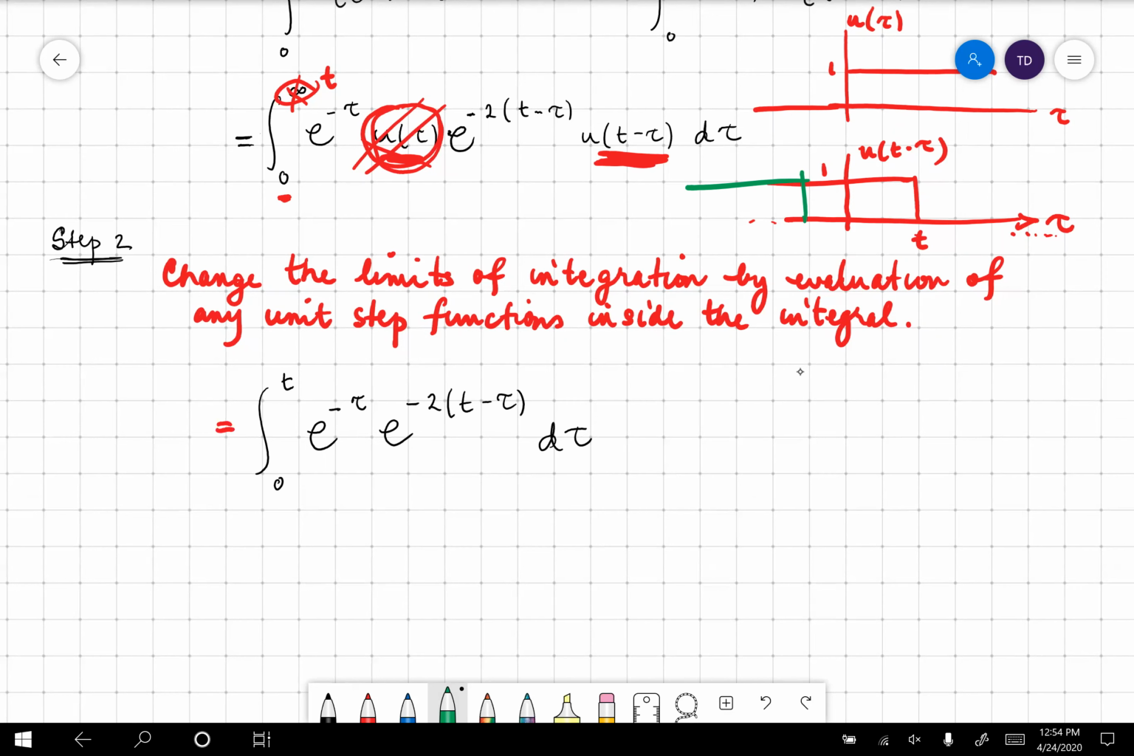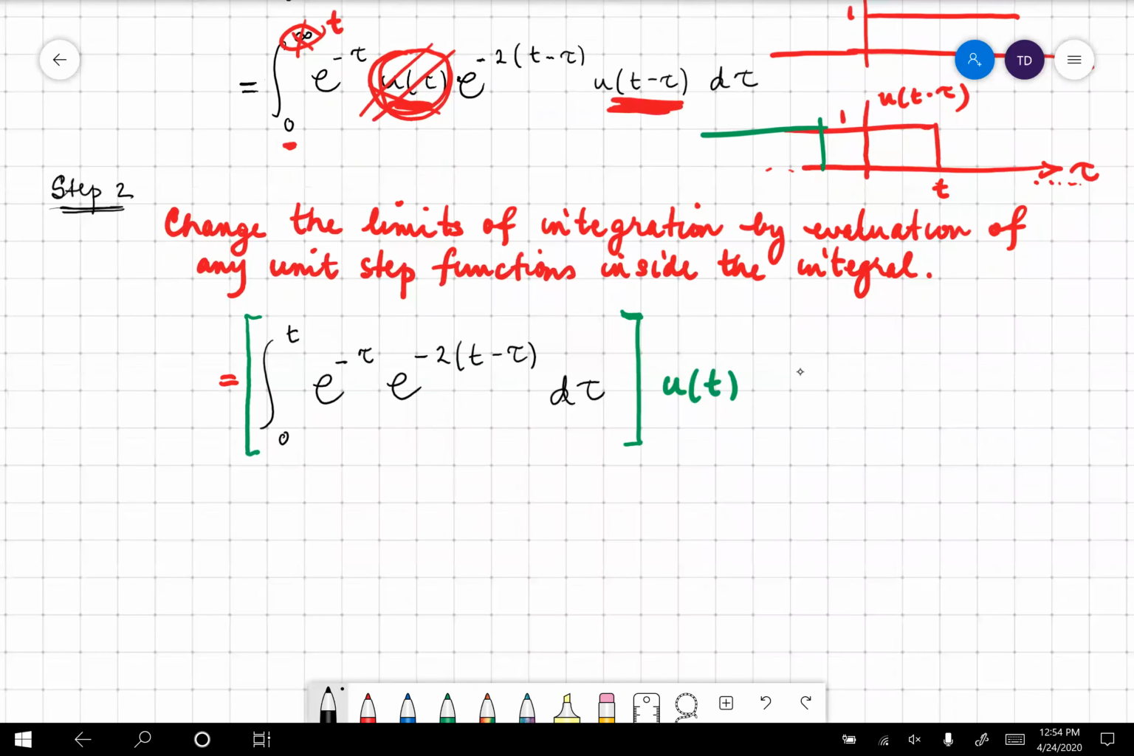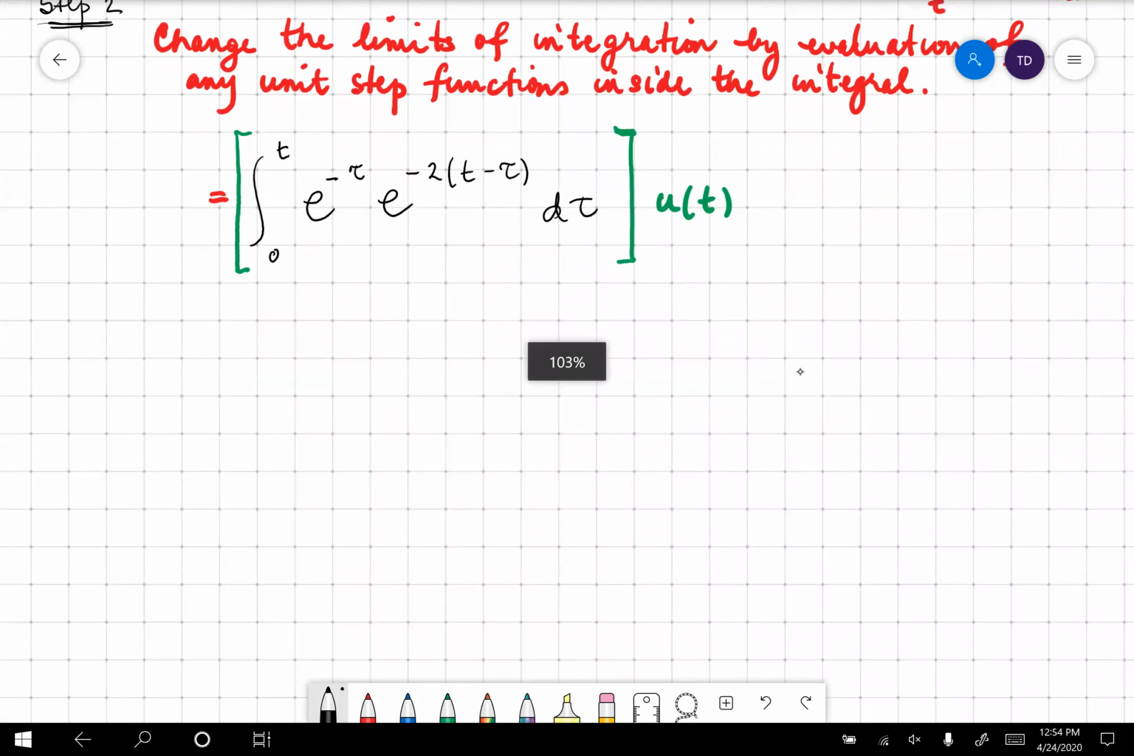So for that reason, we make sure this is only true when t is greater than 0. When t is greater than 0, we'll multiply by 1. Otherwise, when t is less than 0, we'll multiply by 0. So that forces t to be greater than 0. Otherwise, we get 0 for an answer. Okay, now it's easy. Now we're on easy street.